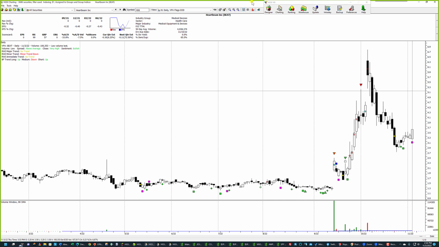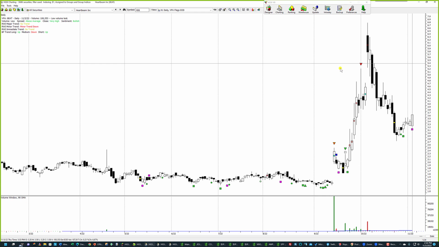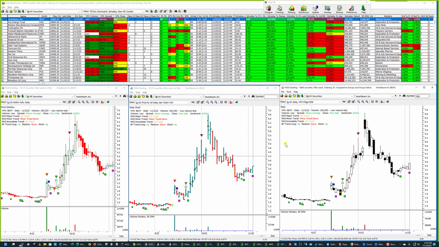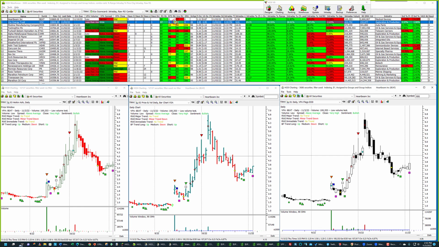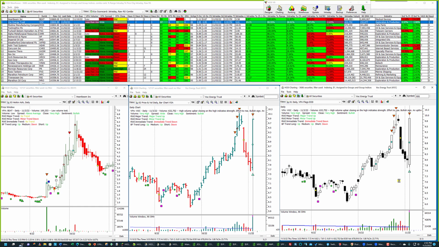It's an RS of 99. So it just means that a lot of the other stocks in the database are a lot worse than this one is, based upon the ranking. Let's just flip through a few of these, and hopefully we can find some better charts.